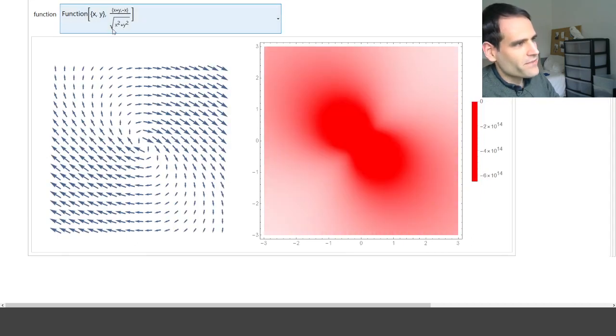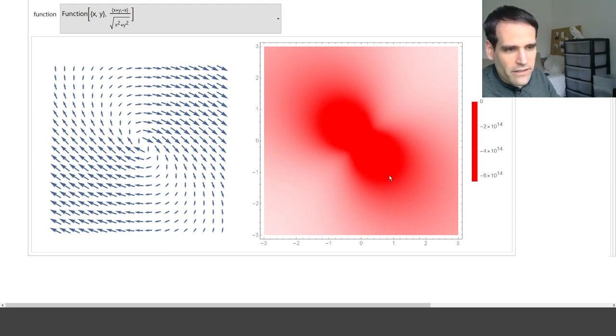So this time I have this function here. So you have the x component is x plus y divided by the square root of x squared plus y squared, and the y component is minus x divided by the square root of x squared plus y squared. And you get this nice twist thing, and you can see that the curl is mostly negative because this is associated with a clockwise rotation, so that the curl is pointing in the negative z direction.